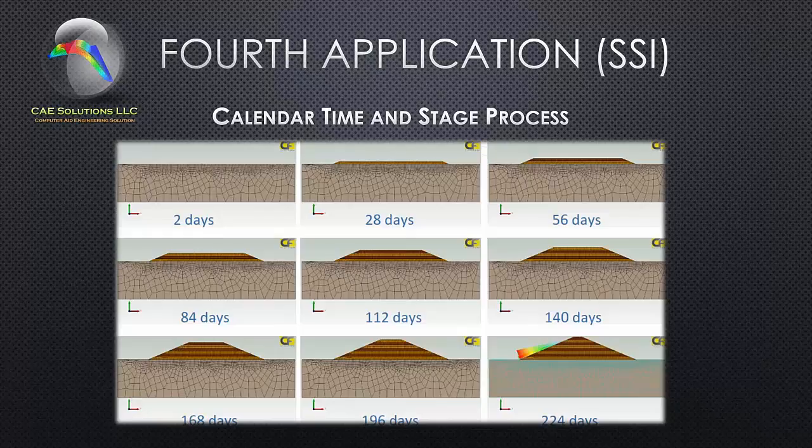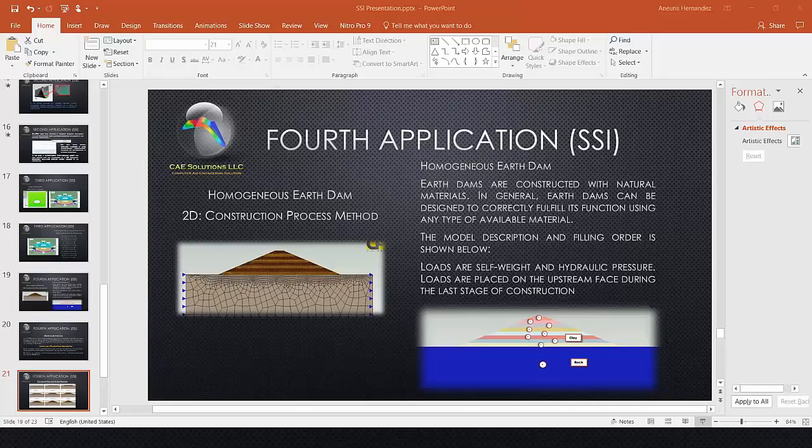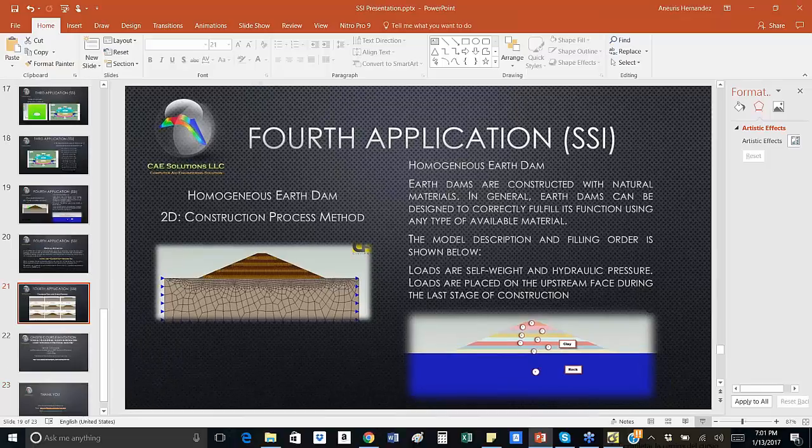What we see here is the calendar time and stage process. Keep an eye on the surface of the model: 2 days, 28 days, 56 days, 84, 112, 140, 168, 196, and 224 days. Now we'll see this model in action in a live demonstration of CivilFEM.